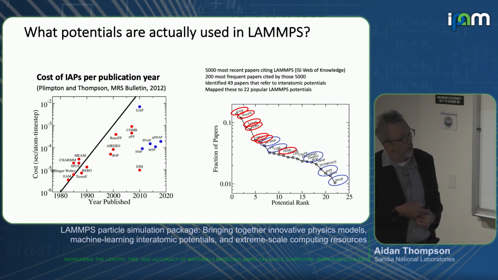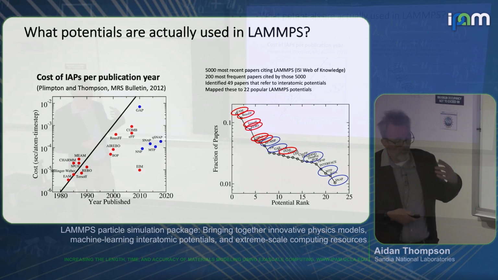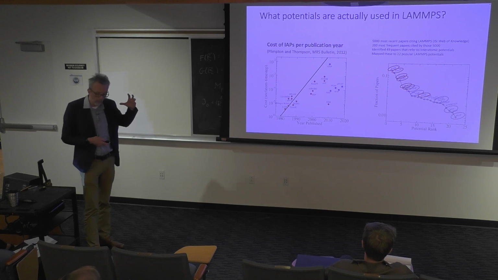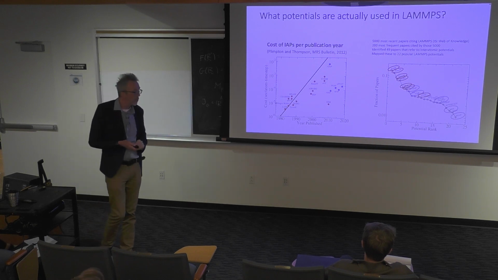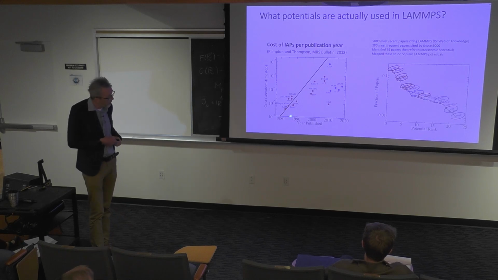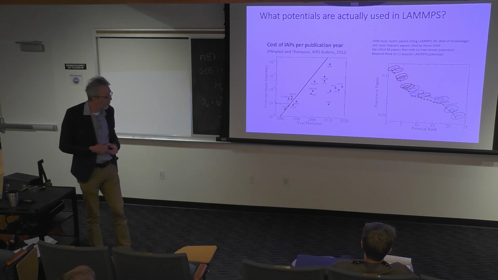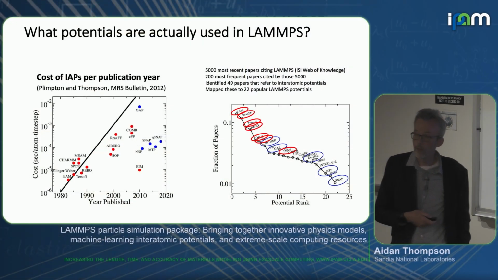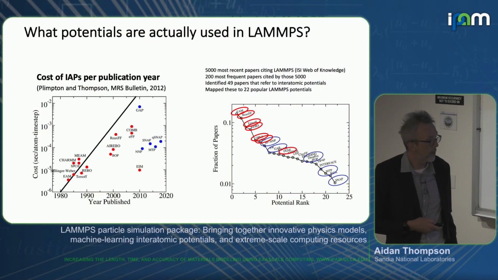I looked at the top 200, and I just eyeballed them. Within those 200 top citations, I could recognize a lot of familiar papers that were describing very particular interatomic potentials, kind of like the papers that were used in this year published metric. And from that, I was able to identify the 22 most popular LAMMPS potentials and how often they were cited.